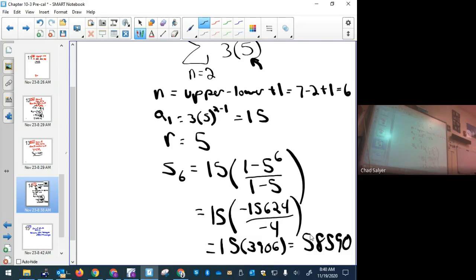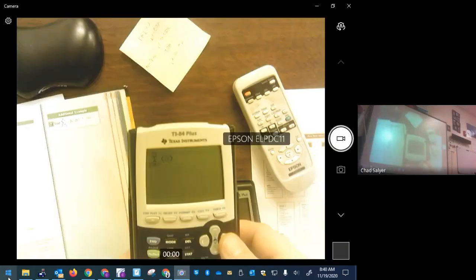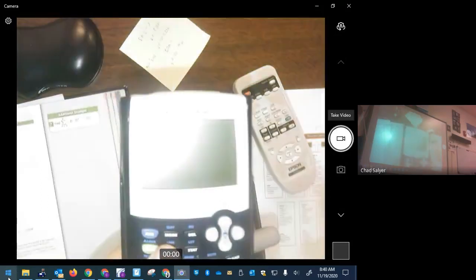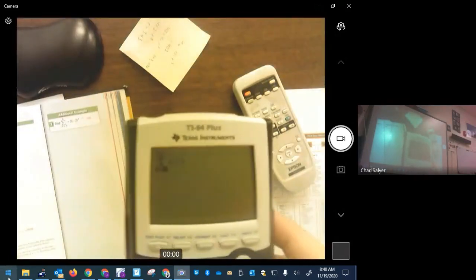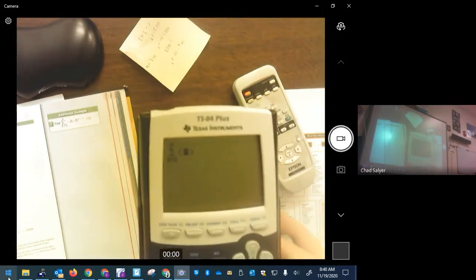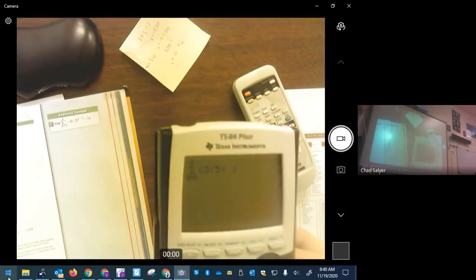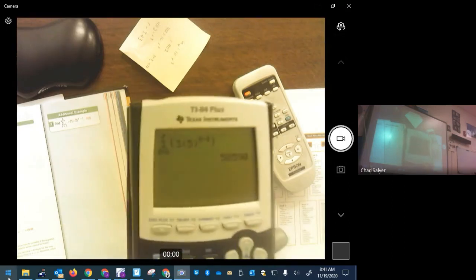Excuse me. So let me put this on the old camera here. So this was, it's not really helping, is it? From x equals 2 to 7 of 3 times 5 to the x minus 1. And now we get a confirmation of our answer.